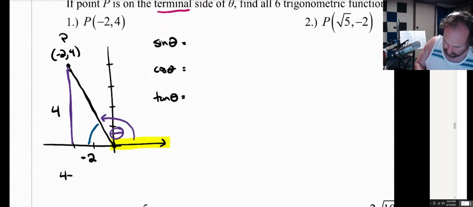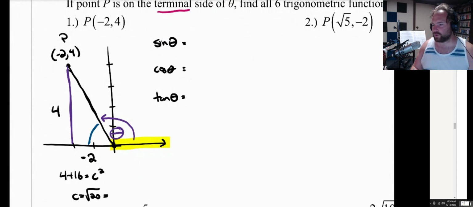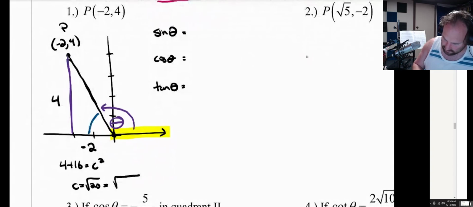So 4 plus 16 equals c squared. And c is the square root of 20, which we are going to do ourselves a favor and simplify a little bit. Since 20 is 5 times 4 and the square root of 4 is 2, we're going to think about this as 2 square roots of 5.